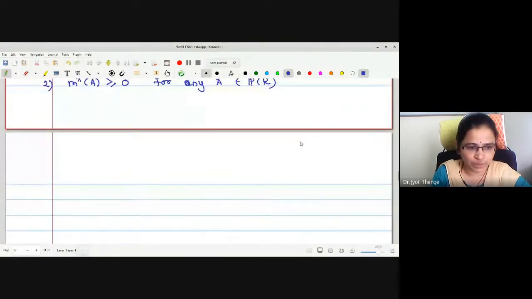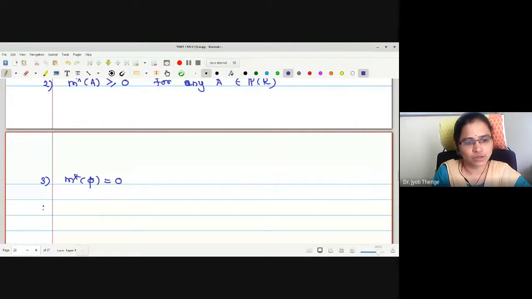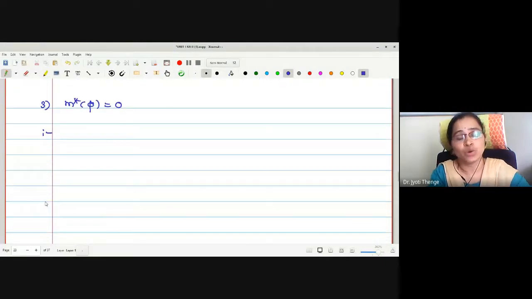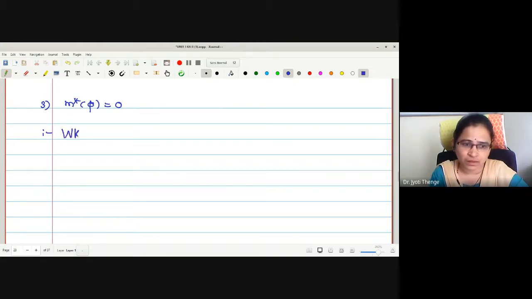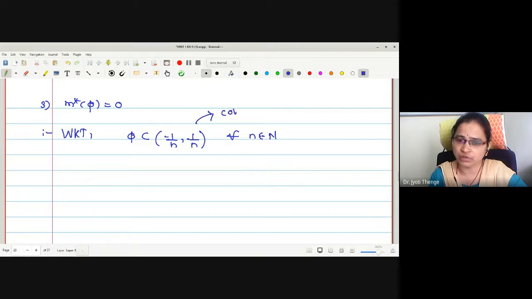Now we will go for the third property. The third property tells us that the outer measure of an empty set is 0. Now one may have a question: how to find the outer measure of an empty set? For the empty set, our job is to find only the open interval covering the empty set. One can write any open interval which will cover the empty set. Therefore, may I write like this? Phi is contained in the open interval minus 1 by n to plus 1 by n for all n in capital N. Therefore, this open interval works as a covering of phi. Yes or no? The empty set is contained in this set.